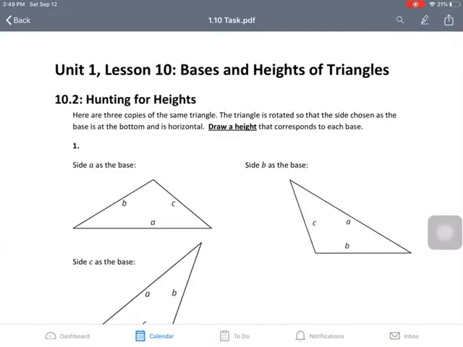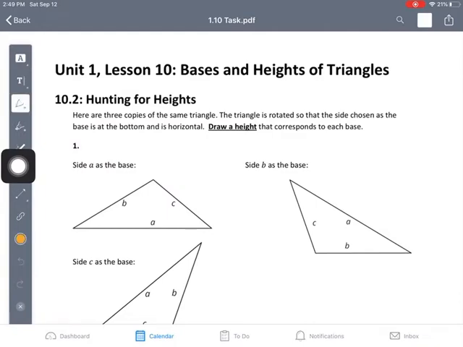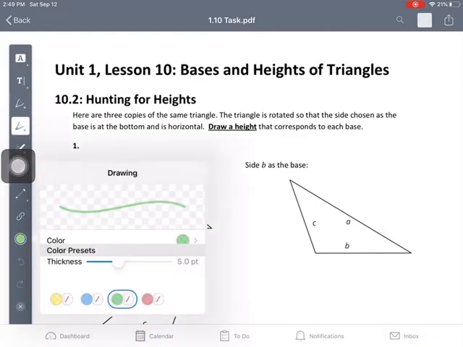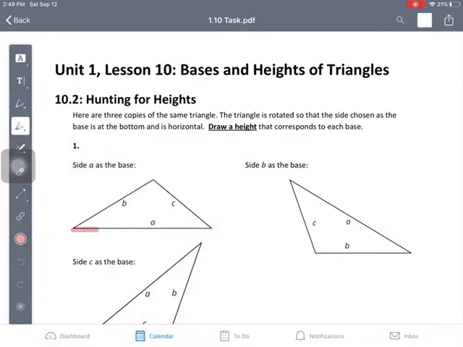Okay, so right here we said base and heights. So there are 3 copies of the exact same triangle. The triangle is rotated, so any side can be chosen as a base at the bottom and it's horizontal. So what I want you to do is to draw a height that corresponds to each base. So for this example, we'll just say this one, side A as the base. So it wants you to use side A as your base. So this is my base, side A as my base.